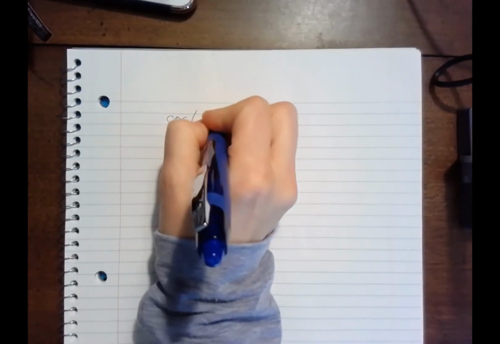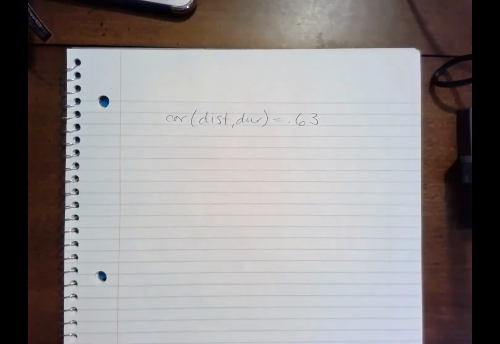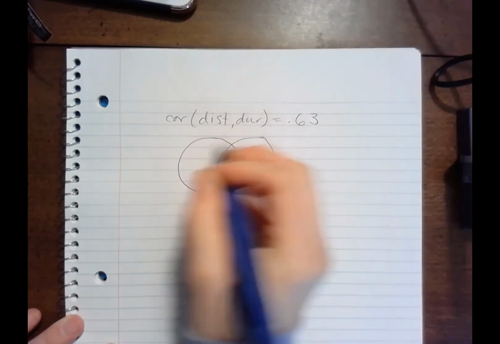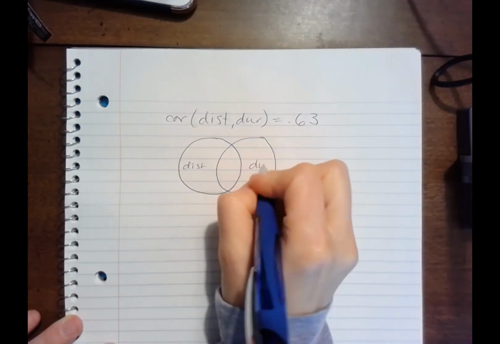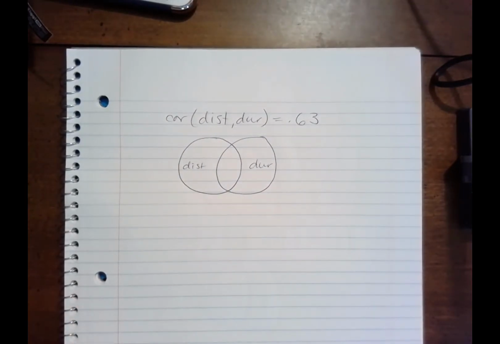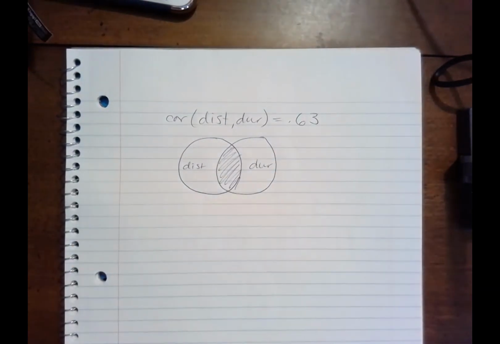In the model we just discussed, the correlation between distance and duration was 0.63. If you can imagine this visually, what you have is two overlapping circles. You have distance and duration, and the circles are drawn to represent how much of the variation in fares they explain. You can see that they do have some overlap. That's what the correlation of 0.63 means. They are highly related in terms of their variability. When distance goes up, duration is also likely to increase.